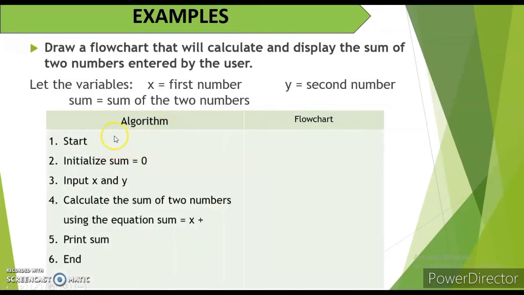So, start, then initialize sum is equal to 0, input x and y, then next is calculate the sum of the two numbers using the equation sum is equal to x plus... missing yung y, so lagyan natin dyan y. Then print sum, then end. Okay, so yun yung pagkasunod-sunod to get the sum.